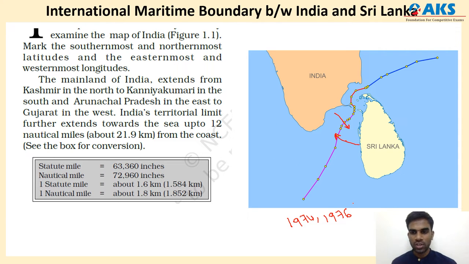India and Sri Lanka, both the countries, decided in 1974 and 1976 through treaties. They have a treaty saying that this particular line will act as an international maritime boundary line between India and Sri Lanka, in order to avoid any disputes.